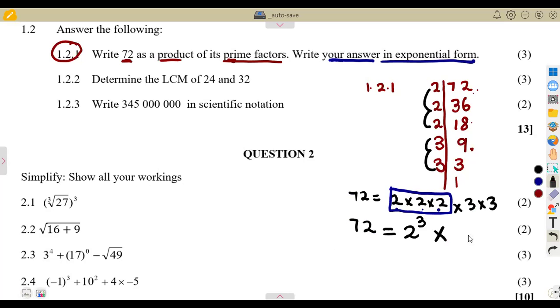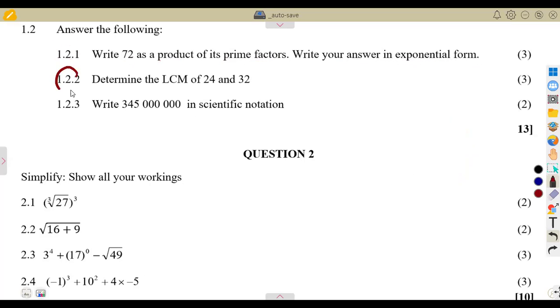Times 3 times 3. 3 is multiplying itself how many times? It is multiplying itself 2 times. So it means 3 to the power of 2, or 3 to the exponent of 2. So this is 72 as a product of its prime factors, but in exponential form. Let us try to be very careful when answering these questions. So we are done. Let's move on.